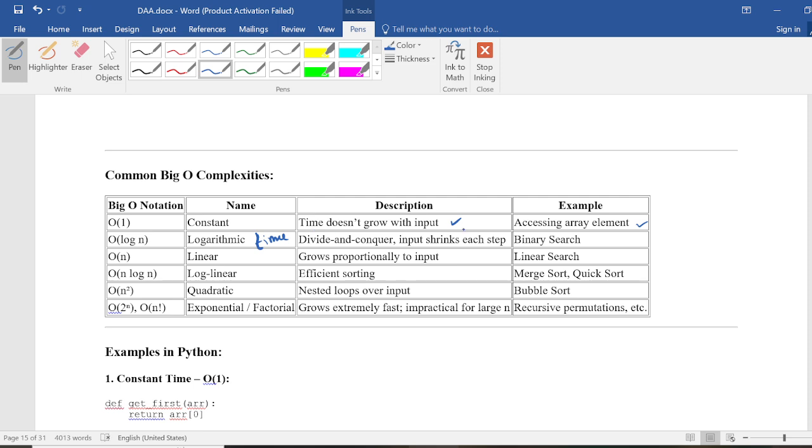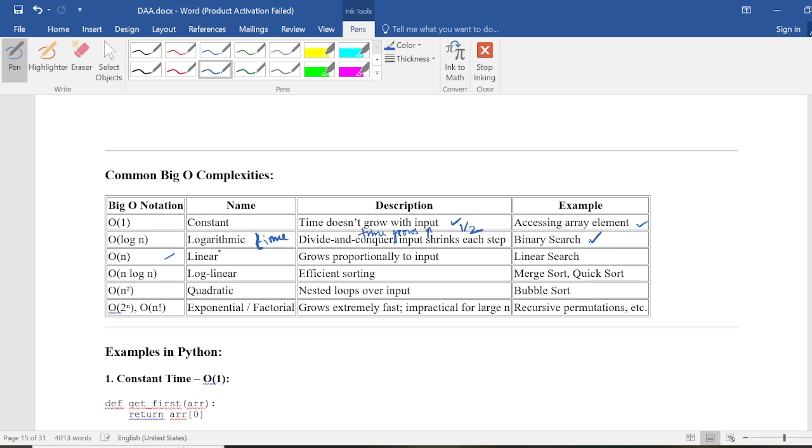The time grows slowly, often used in divide and conquer algorithms. Input shrinks by half at each step. Time grows slowly as the input size increases. So the example is binary search.